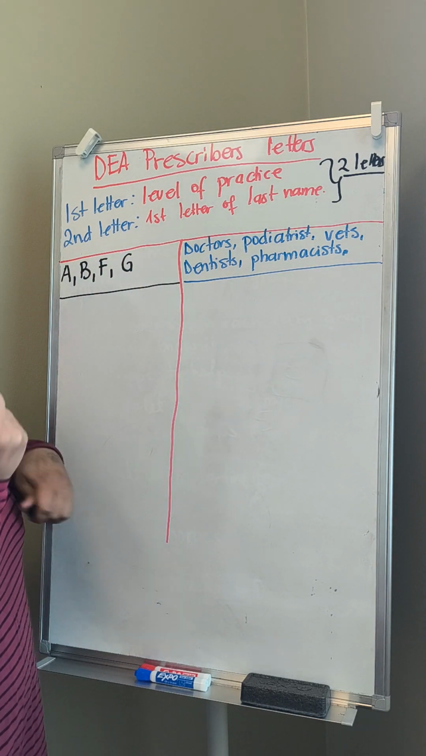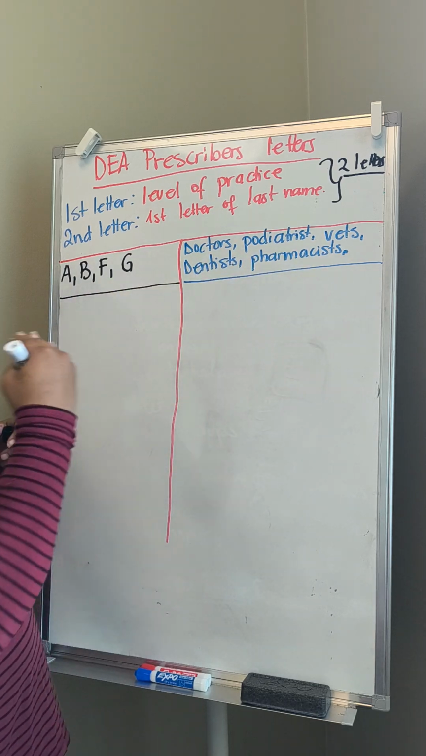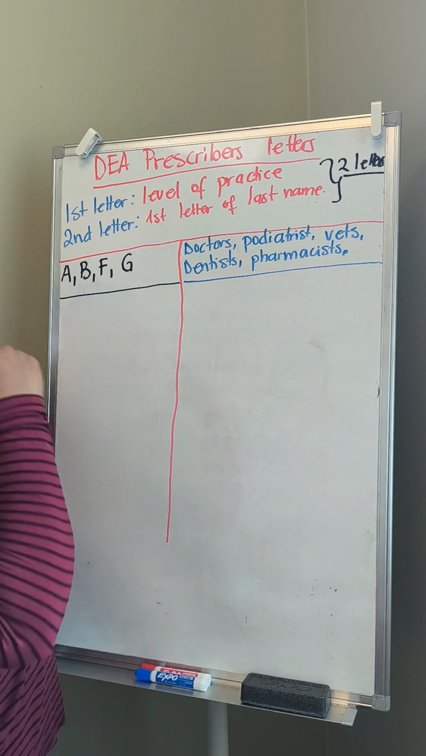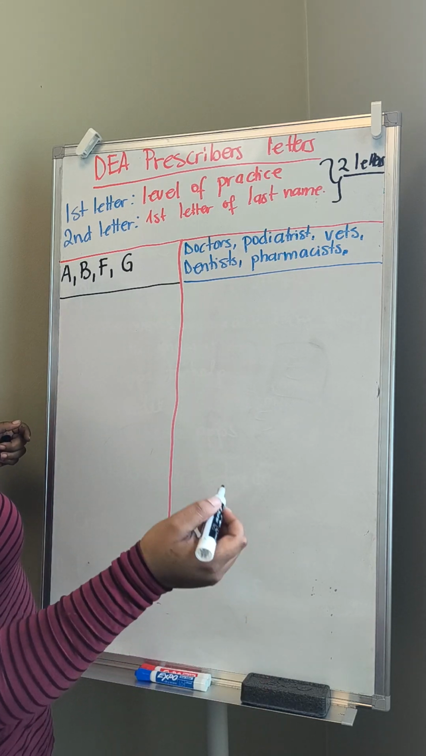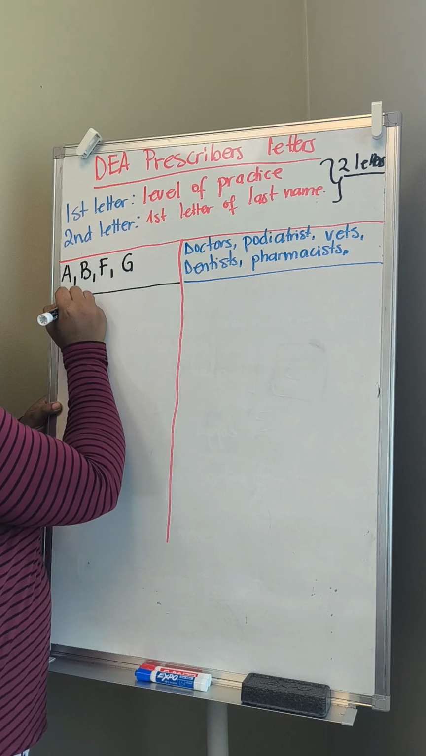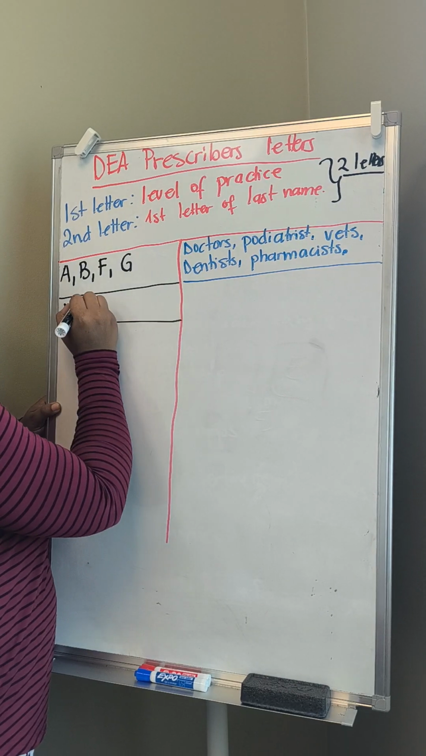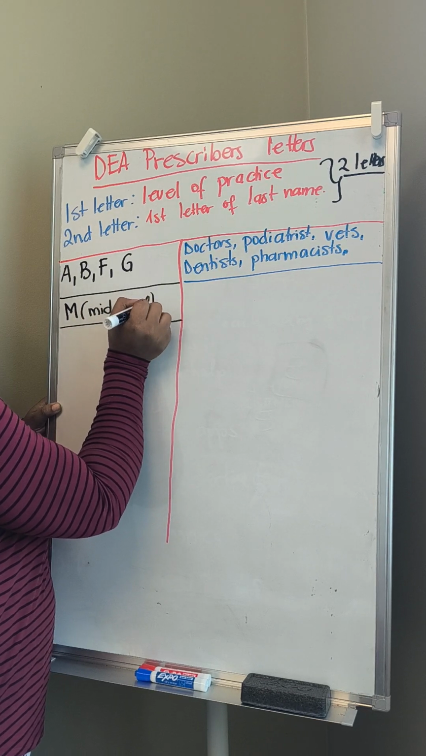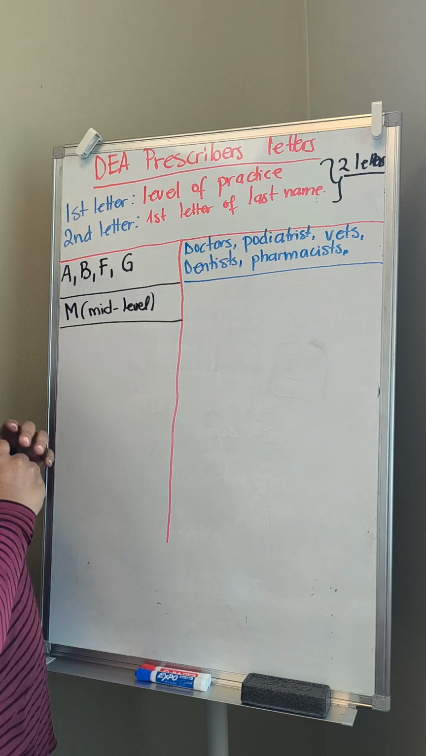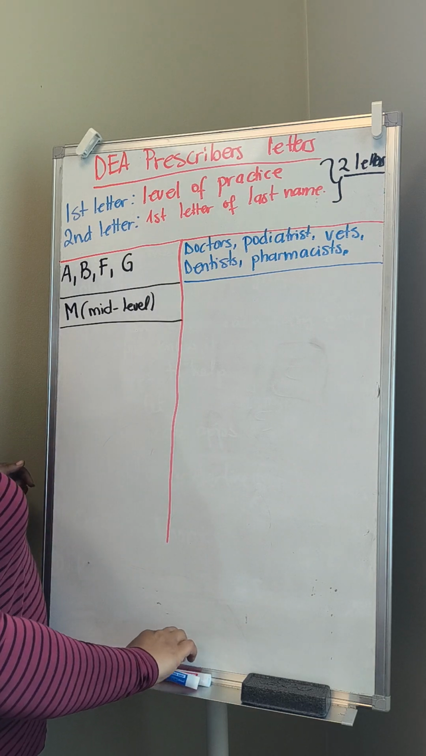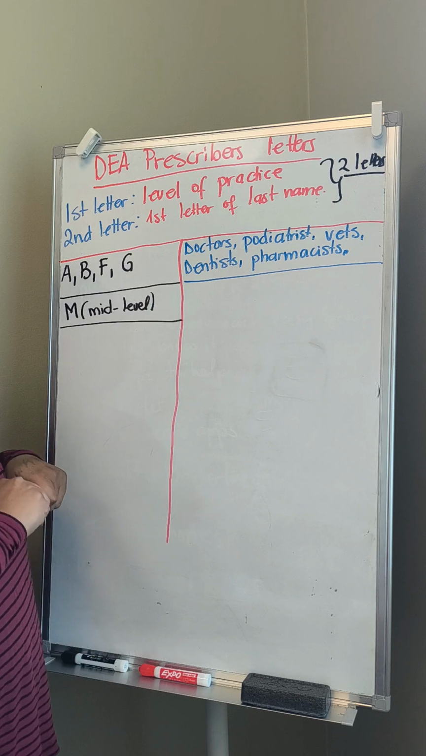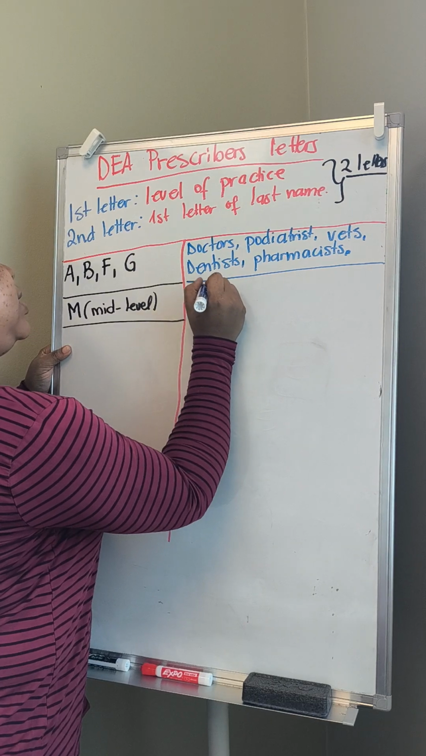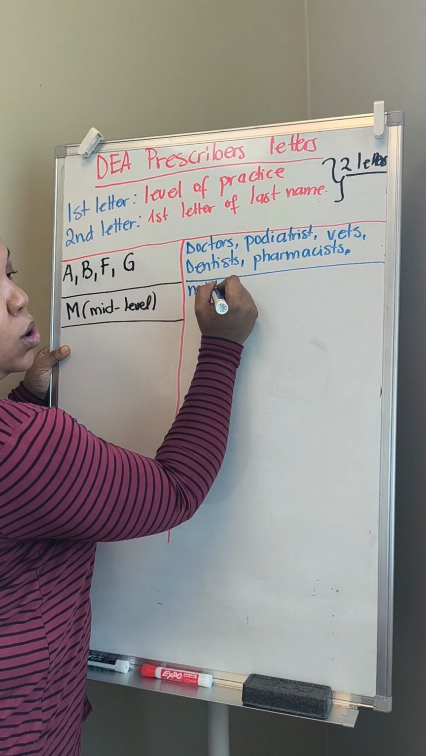Next, we're going to do mid-level. So this is the highest level. The mid-level is people like nurse practitioners, physician assistants, eye doctors, and the midwife, okay? Their letter is going to be M. This is a little bit easier to remember. M would stand for mid-level. So if I get a paper from a midwife and their prescriber ID starts with B, then something is wrong. So M, we already said M is midwife. So M is mid-level, M is midwife.